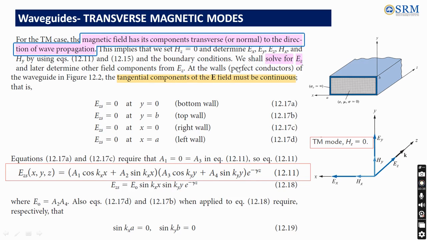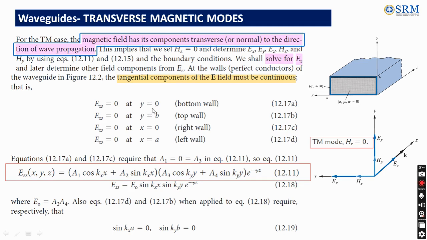So we are going to assume the boundary condition that the walls of the waveguide are perfect conductors. In a perfect conductor, the tangential component of electric field must be zero. What is the meaning of that? Tangential component means what? For this wall, what is the tangential component? It is along the Z direction. So the Ez component is zero for all the walls, the top, bottom, and both side walls.